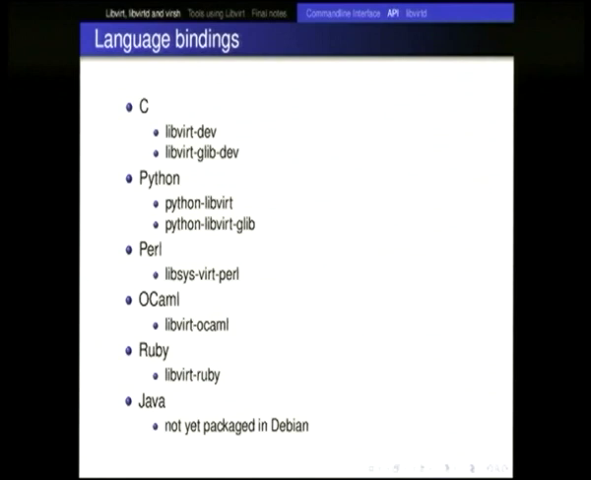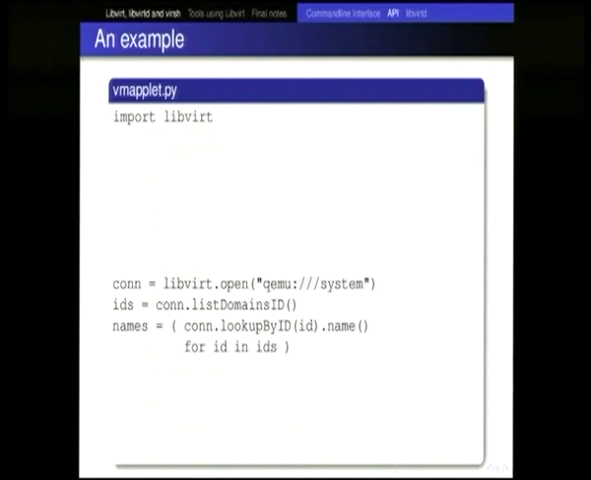The other nice thing, I think, is that libvirt itself is written in C, but you have bindings for lots of languages. You have Python bindings, Perl bindings, OCaml bindings, and Ruby bindings. All of these are already available in Debian. There are also Java bindings, but they are not yet packaged, because I'm not that interested in Java, but if anybody has interest in this, we can do this too.